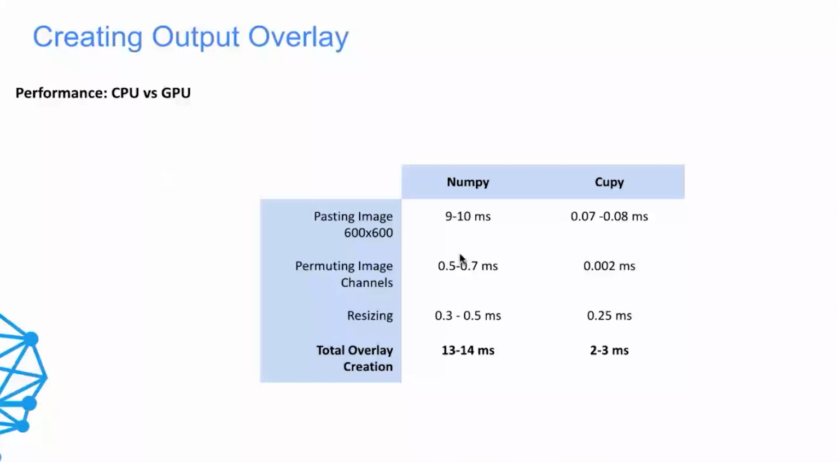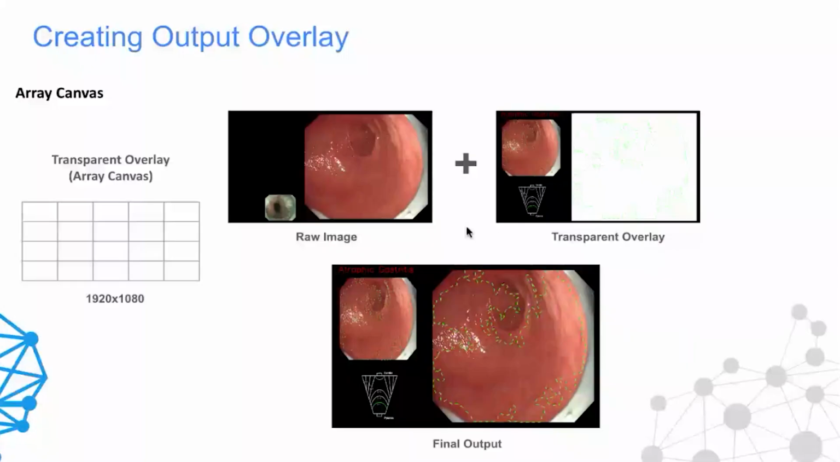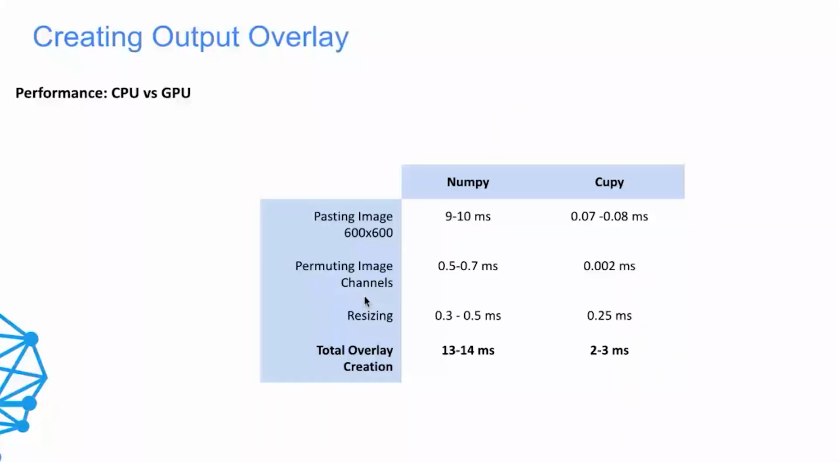There is a significant difference if we create the output overlay on CPU versus on GPU. If you are using NumPy, for example, just to paste a 600 by 600 image that we see over here, it takes 9 to 10 milliseconds on the CPU. But if you are using CuPy, it is almost nothing, very little time.